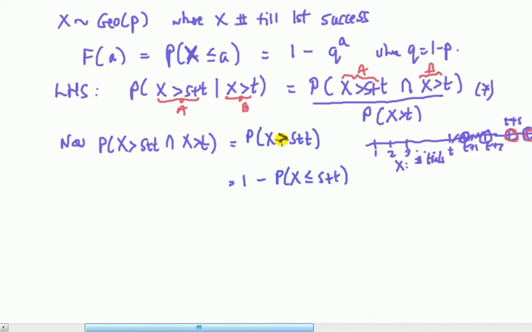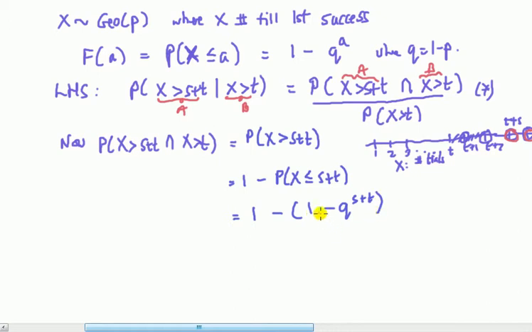Remember that because x is geometric, and a geometric random variable is discrete, bigger than and bigger than or equal to mean different things. So I can't replace this by less than, because that would mean different things. But this is now in the form of a CDF. I know the formula for the CDF, so I just substitute that in. So I go 1 minus, and then 1 minus q to the power of s plus t.